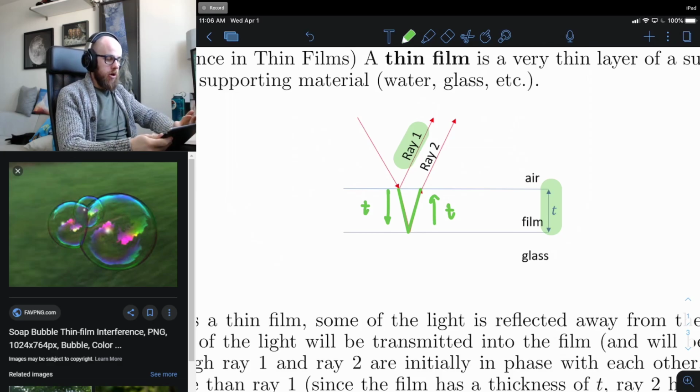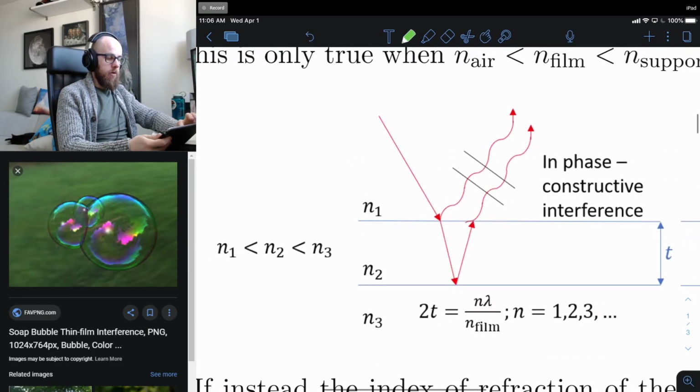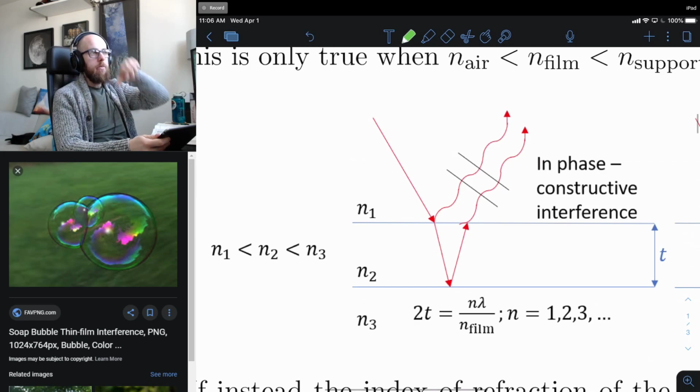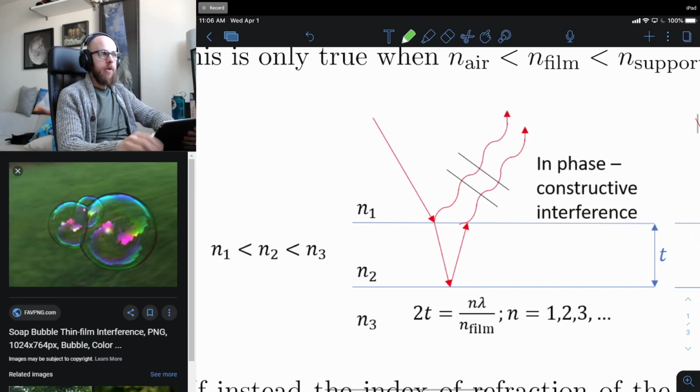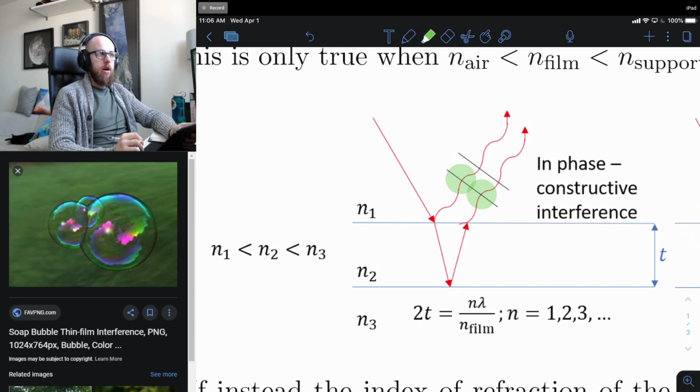Let me show you just another image of what's going on here. Here's the same kind of example. We have a ray hitting the film, and then some of it passes into the film, bounces in the film, and then leaves the film again. Depending on the thickness of the film, these two waves might be in phase with each other, meaning the crest from ray 1 matches up with the crest from ray 2. So we get an amplification. These two waves are in phase, and therefore they interfere constructively.